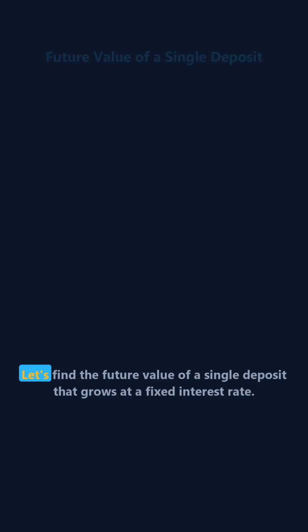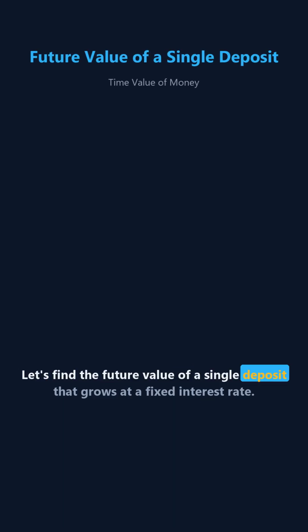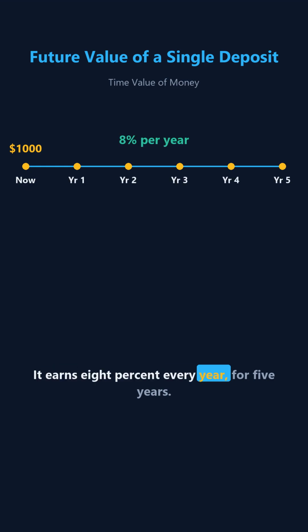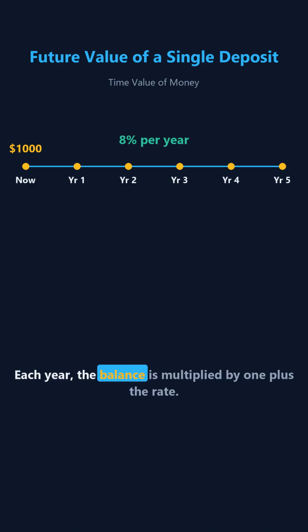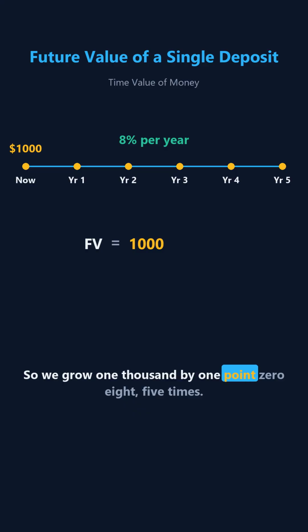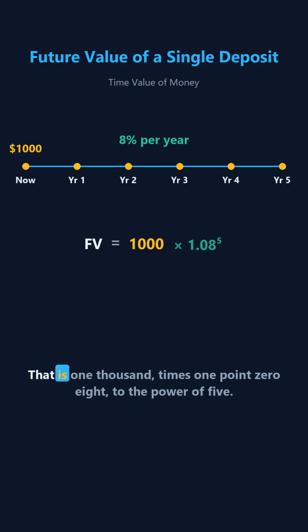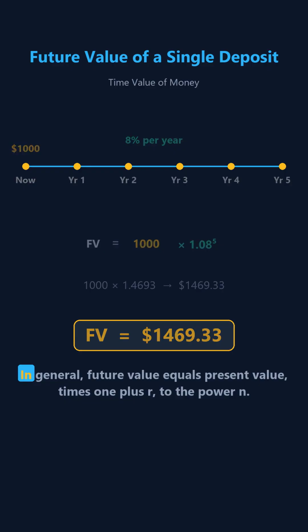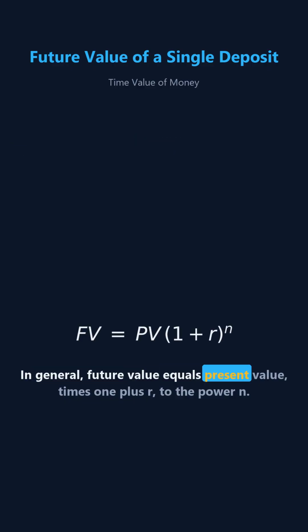Let's begin. Let's find the future value of a single deposit that grows at a fixed interest rate. We put $1,000 in the bank today. It earns 8% every year for 5 years. Each year, the balance is multiplied by 1 plus the rate. So we grow 1,000 by 1.08 5 times. That is 1,000 times 1.08 to the power of 5. The future value is $1,469.33. In general, future value equals present value times 1 plus r to the power n.